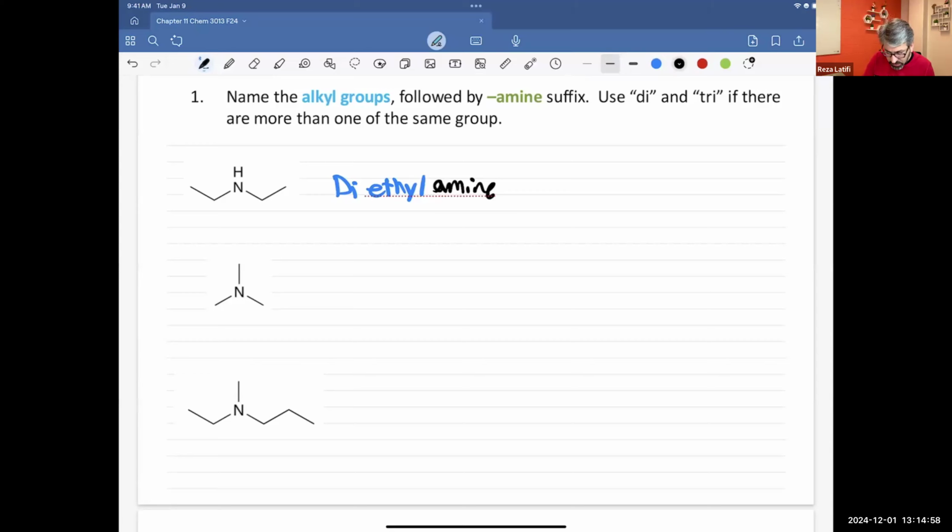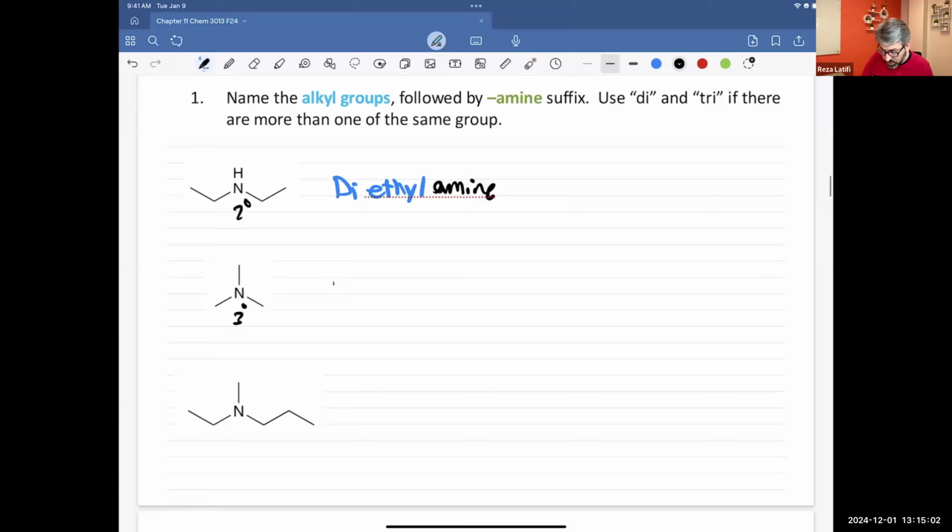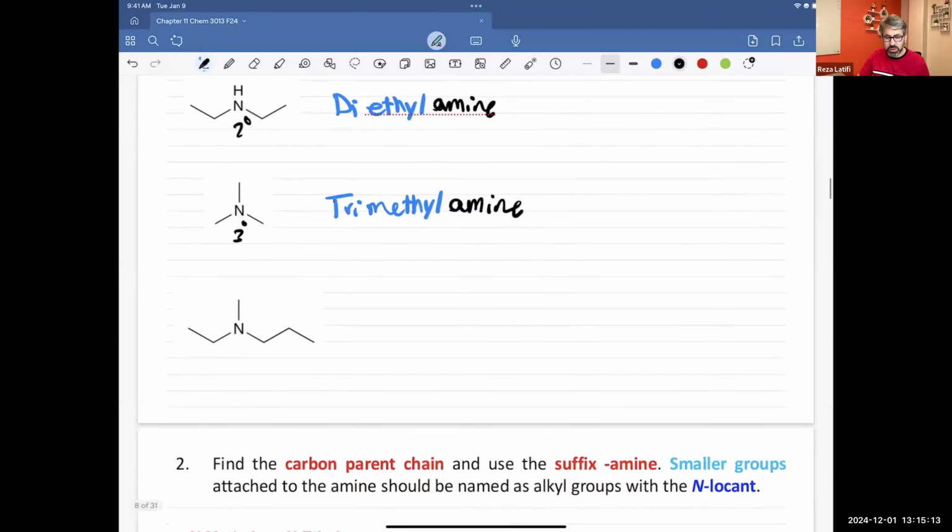Next one is a tertiary amine. I have 3 methyl, so I go trimethylamine. If they are not identical, then alphabetize them.